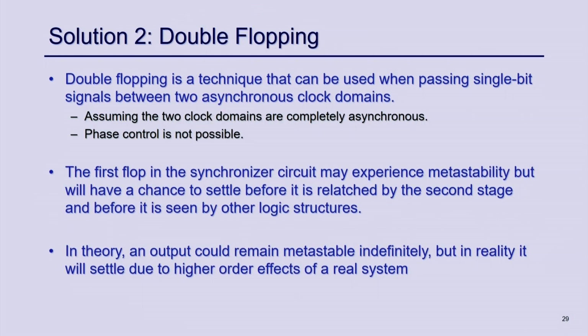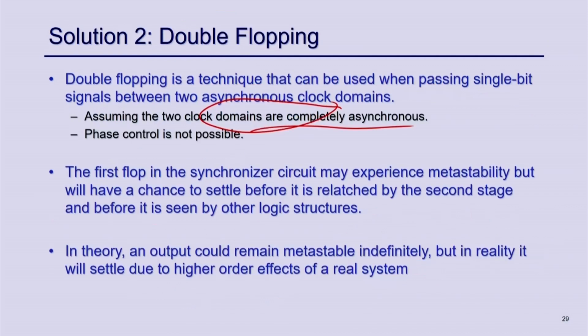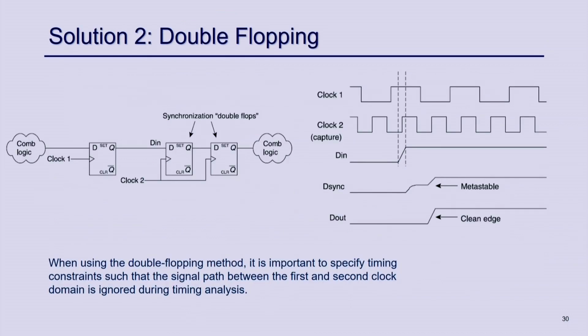But if your clocks are not multiples of each other and they are completely asynchronous, so they do not have any relation, for example one is 33 megahertz, one is 47 megahertz, one is 11, one is 13, then in this scenario we cannot apply the phase control technique. What we can do is use double flopping. So, the technique is called double flopping.